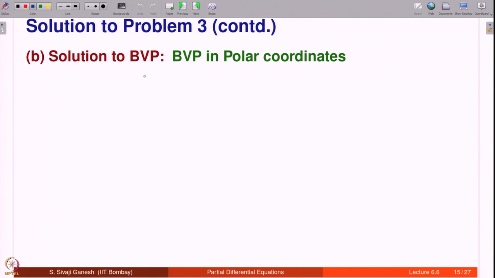Laplacian u equal to 1 has now become w_rr plus 1/r w_r plus 1/r² w_θθ equal to 1, with w of 1, θ equal to w of e, θ equal to 0. So, let us look for a solution that does not depend on θ.